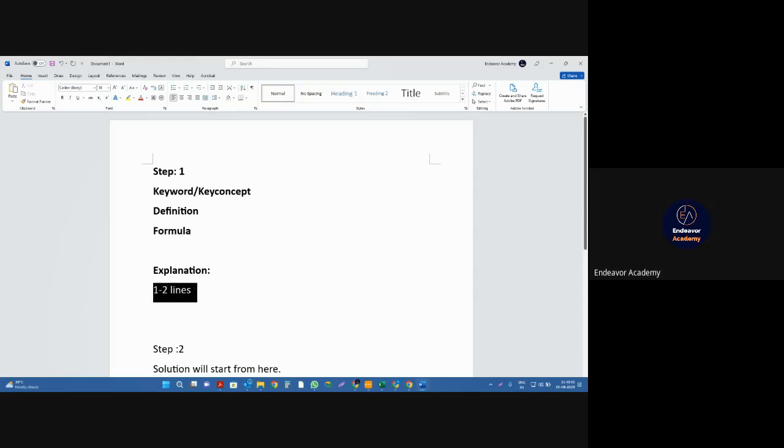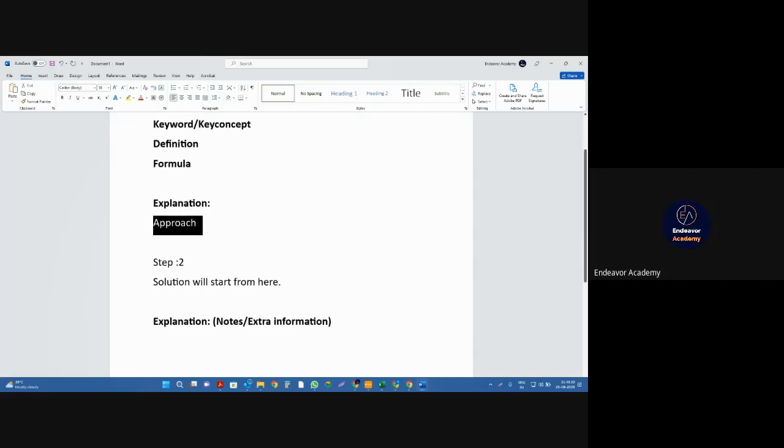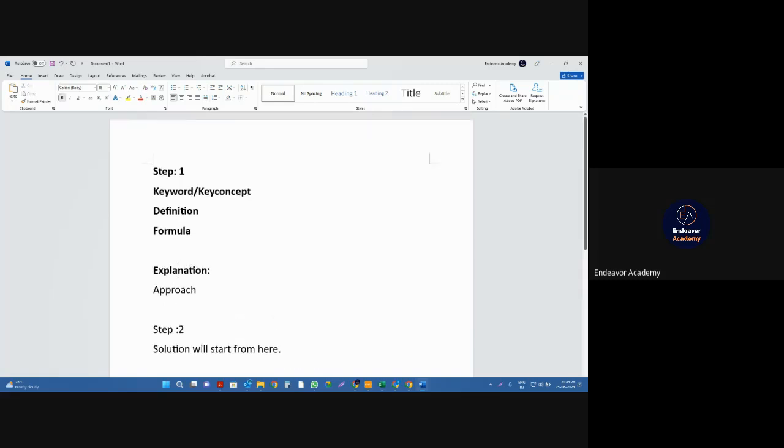In the step one explanation, we provide our approach. Approach means how we are going to find the solution. In the explanation, how the question is solved in a single line is what we have to write, not the definition. We only provide what we are going to do in further steps, step two, step three, the approach I will follow for finding the final solution. Yes, sir, I understand.